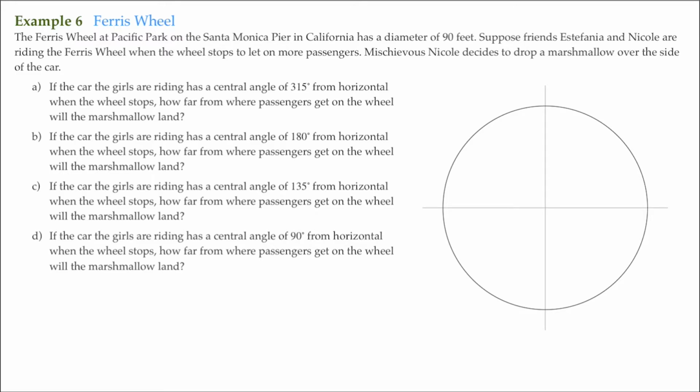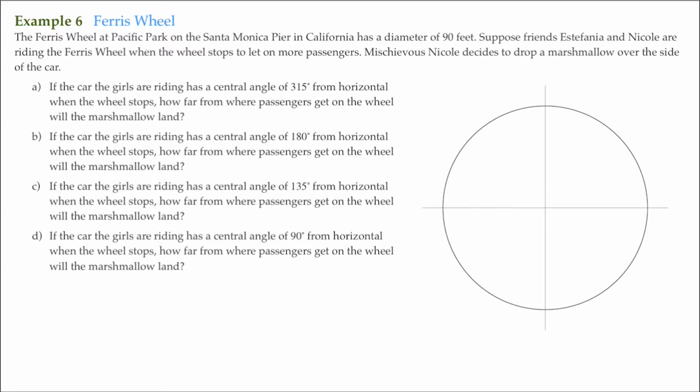This is another fun example that's a continuation of the previous example. Again, there's an animated graphic that accompanies this example that provides a nice visual of what's occurring. Again, a Ferris wheel can be thought of as a giant unit circle. So I have a unit circle here, and hopefully you'll see how this simple approach can answer these 4 problems here.